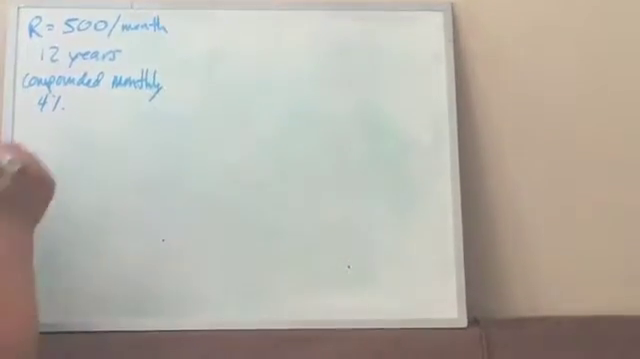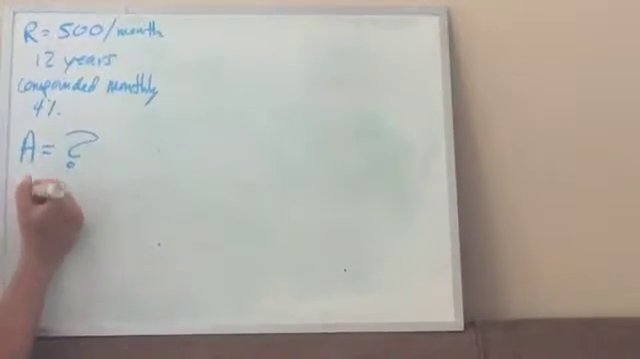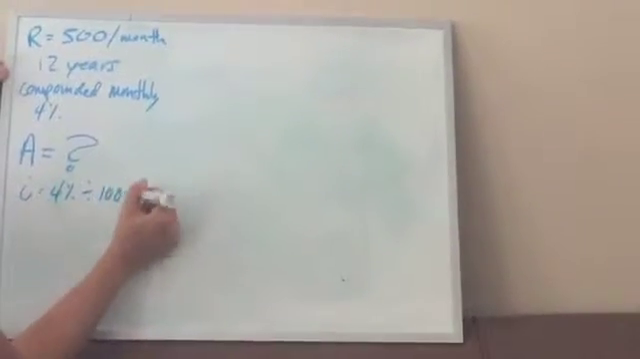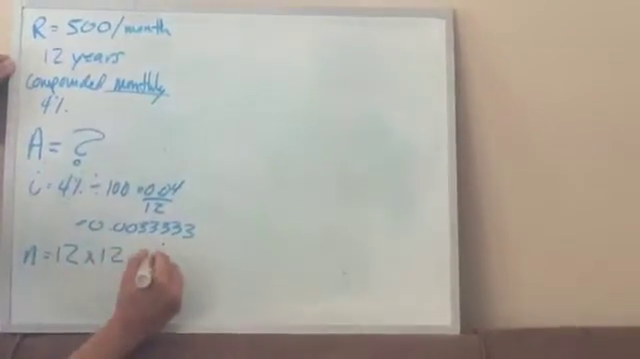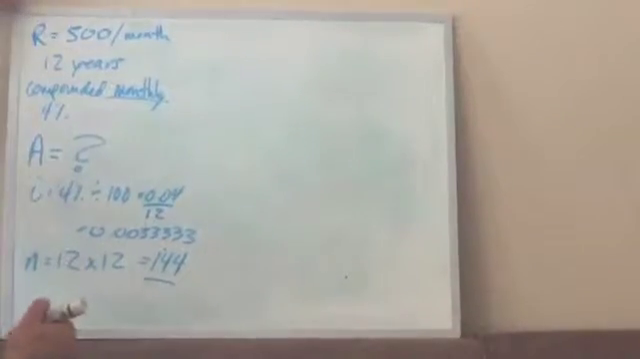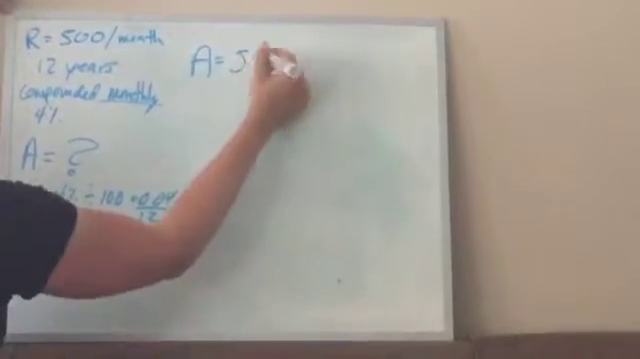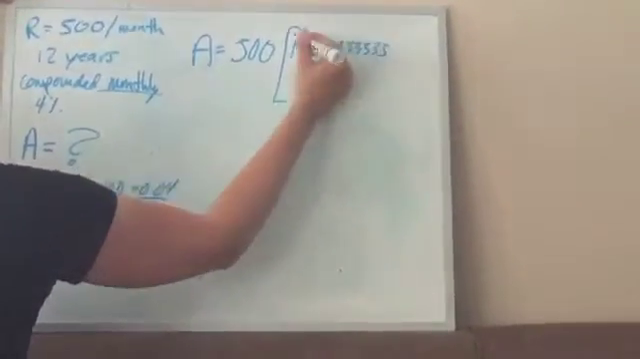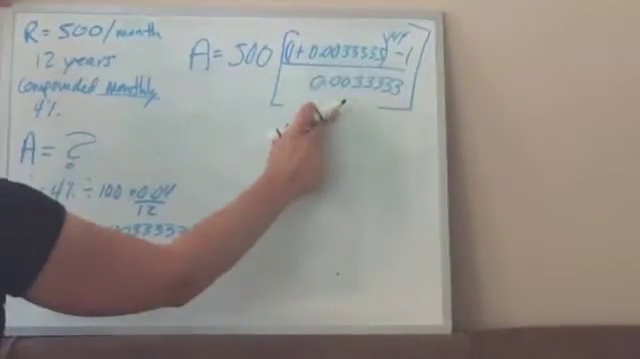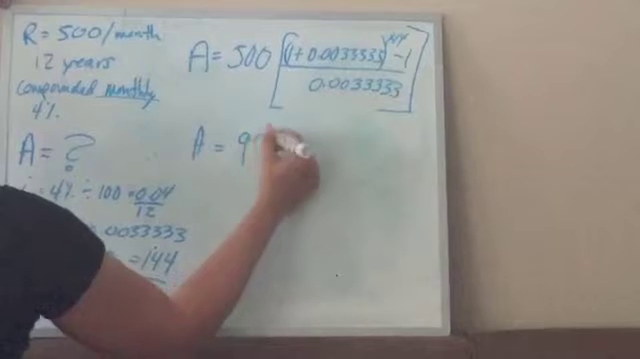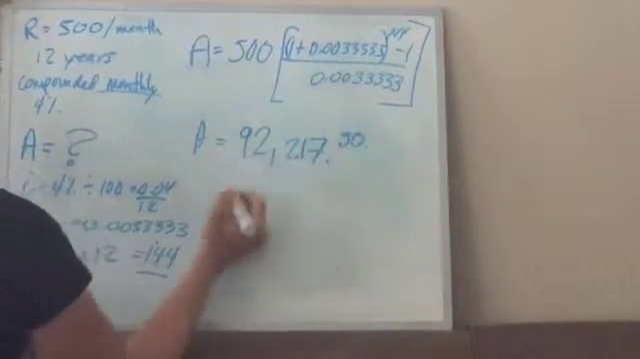This time, we are looking for our future value amount. Same process here in finding i. Divide by 12, and n we multiply by 12 and get 144 because we are making deposits for a lesser amount of years. Plug all the values into our formula, this time leaving our future value amount as the unknown variable. And we get $92,217.50.